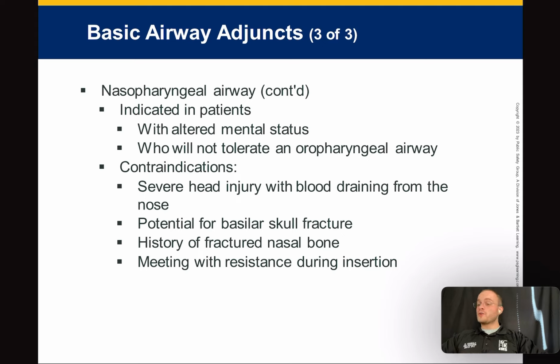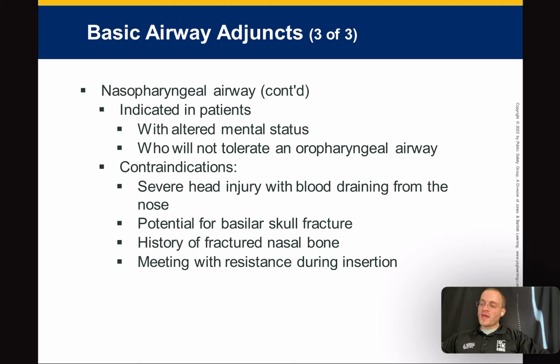Patients who will not tolerate an oropharyngeal airway. Good point. Let's just say non-trauma patient. Phenobarbital, alcohol overdose. Let's just use that scenario. They're breathing 6 times a minute. You try the OPA, they gag, you pull it. That's what we're supposed to do. What's your next step? Insert a nasopharyngeal airway.